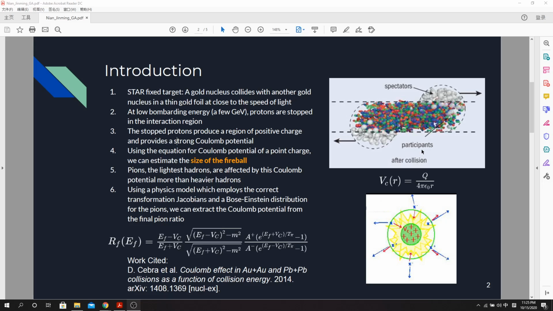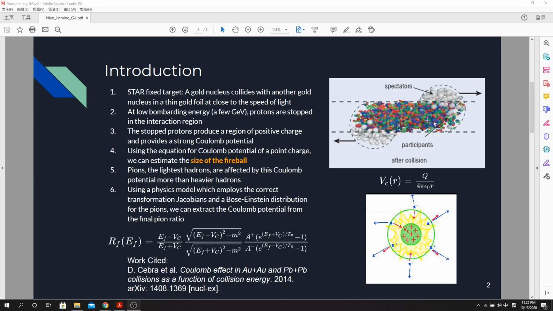Inside the collider, a gold nucleus is accelerated to close to the speed of light, and it collides with another gold nucleus in a thin gold foil. This image here is roughly what is going on upon collision. Because the bombarding energy is relatively low, protons are stopped in the interaction region due to baryon stopping.